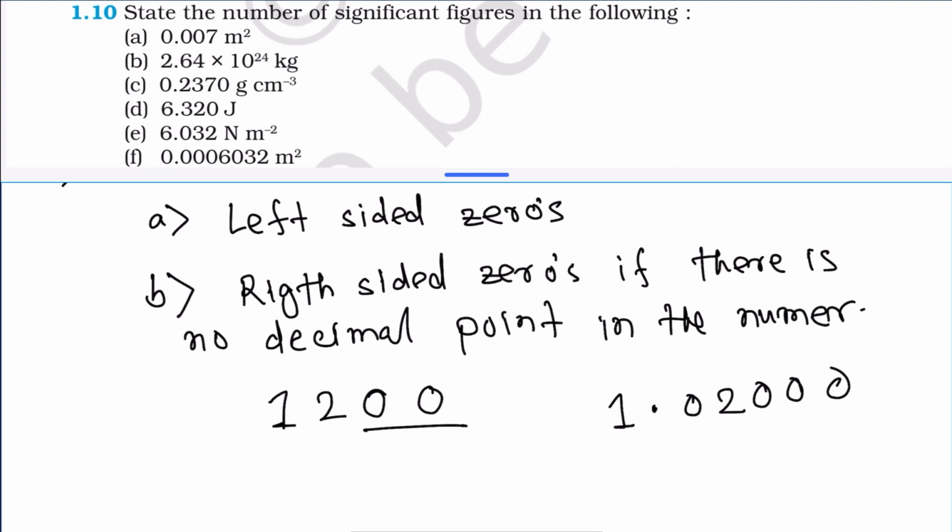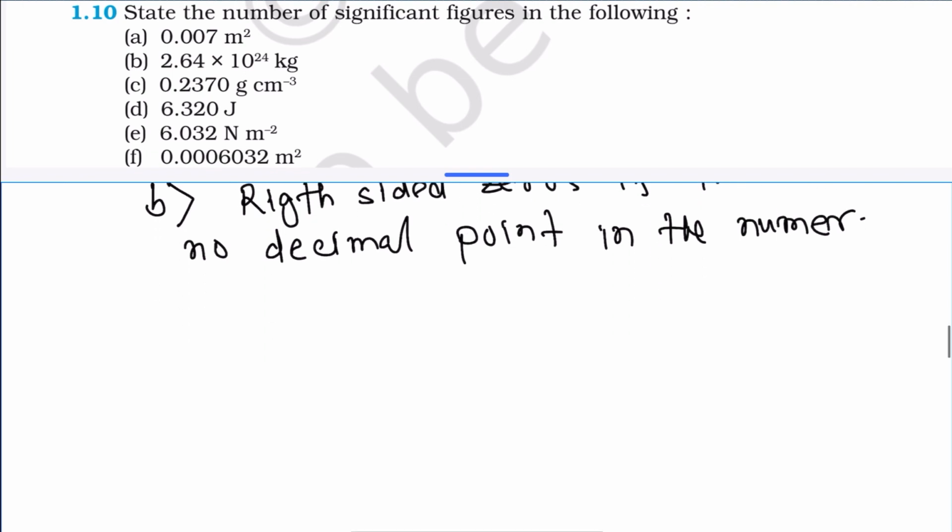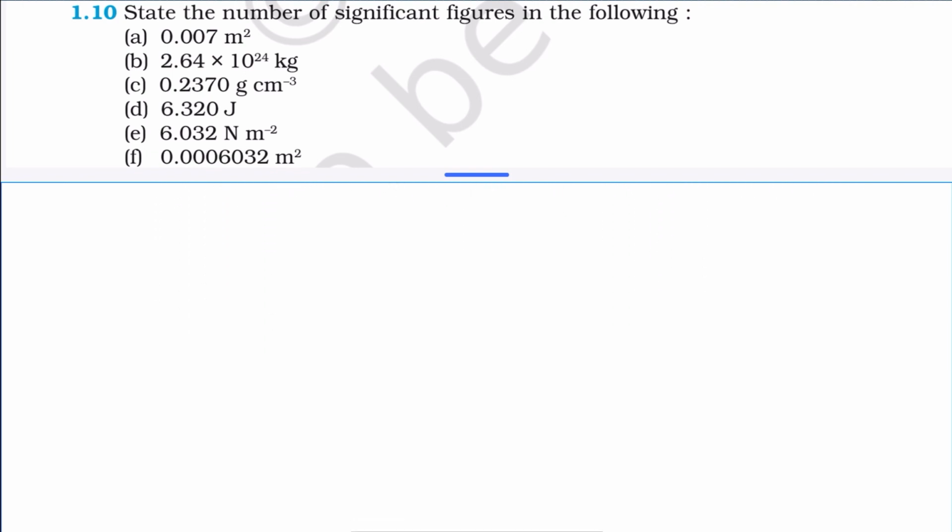Got it? For left-sided zeros, if it is 0.001, you have to ignore them. Don't see whether a decimal is available or not. If the number is like 0100, again you have to ignore the left-sided zero. That's it. Don't check the decimal for left-sided zeros. Got it? So now let me solve. See question number A, the number is 0.007. Ignore these 3 zeros, that's it.